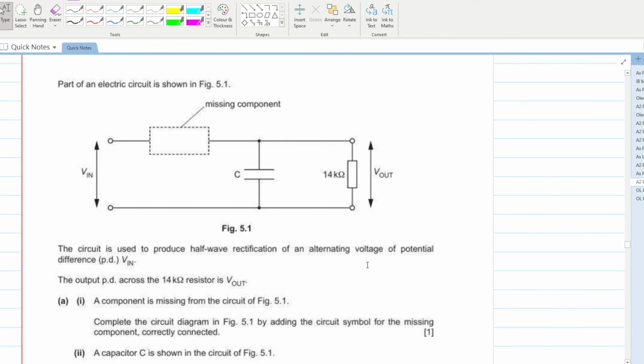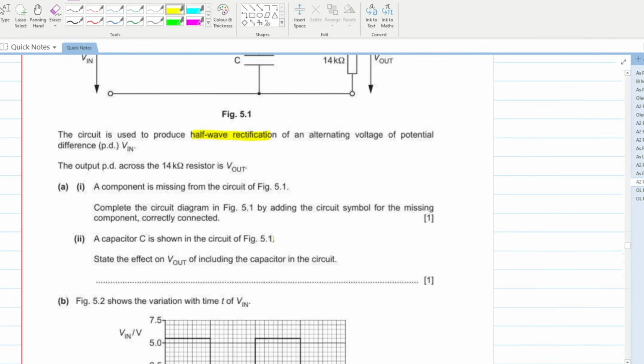ठीक है. एक component missing है from the circuit 5.1. Okay. Complete the circuit diagram in figure 5.1 by adding the circuit symbol for the missing component. What will we add? We will add a diode because I can't see a diode in this entire circuit. And the examiner has said that this is a half wave rectification ka circuit. So there must be a diode present.